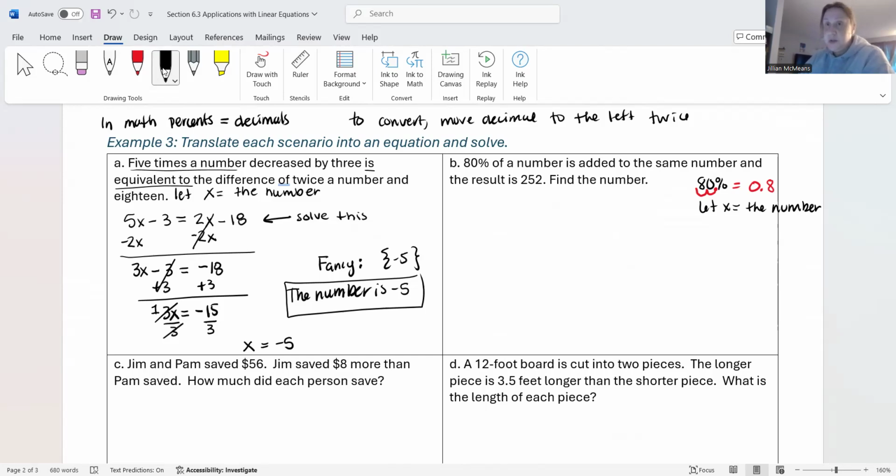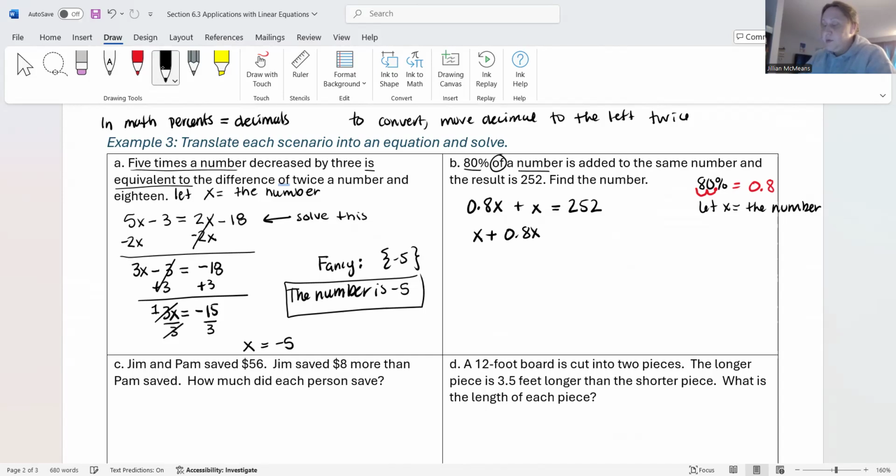So we want 80% of a number. In math, a lot of times when you see something like 80% of a number, the word "of" really just means multiply. So if we're going to take 80% of a number, we're going to multiply this number by 80%. So that would be 0.8x. Okay. And then it says 80% of a number is added to the same number. So we just want to add x again. And then it says the result is 252.